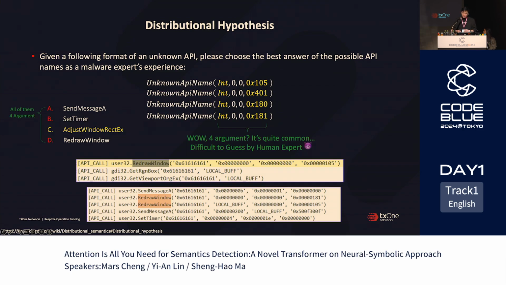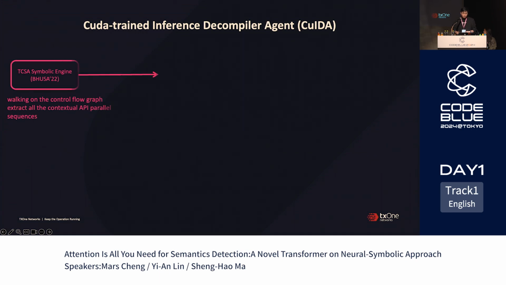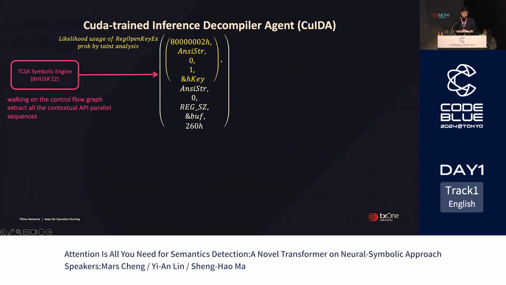Our goal is to enable AI to learn and recognize such APIs through those detailed parameter characteristics and usage habits. Now that we have laid out the background, let's take an intuitive look at our practical neural-symbolic transformer. We named our model CUDA, which stands for CUDA Chain Inference Decompiler Engine.